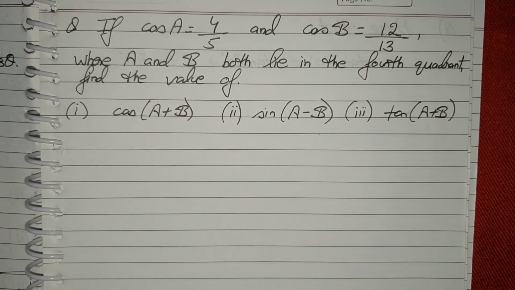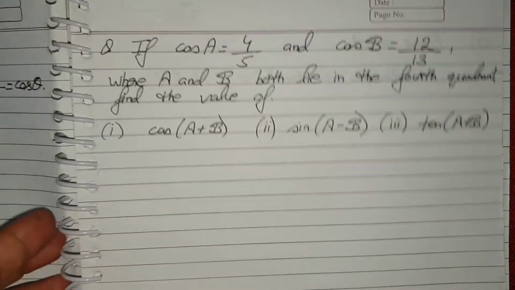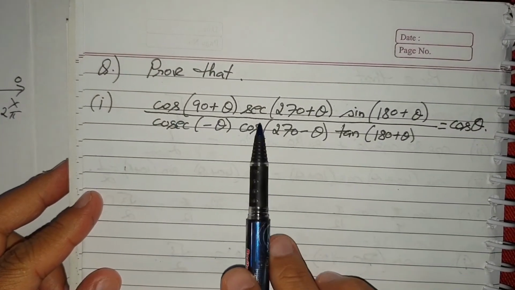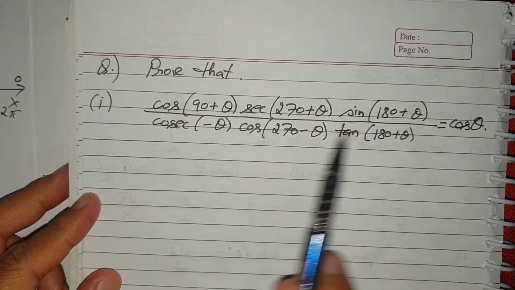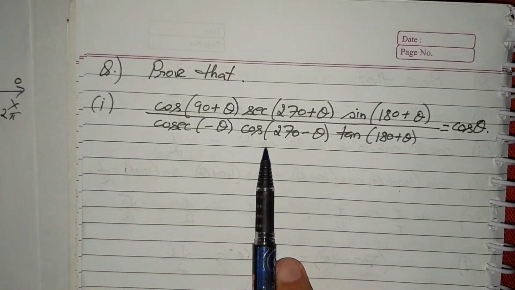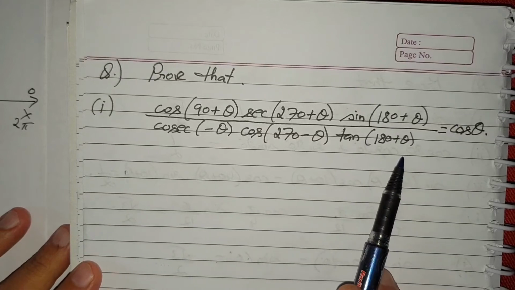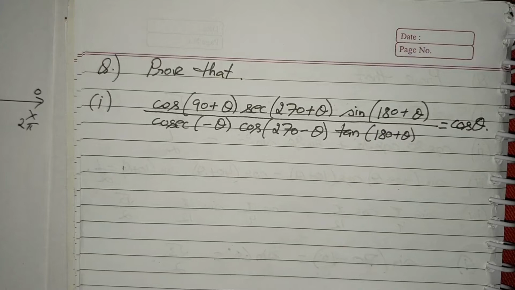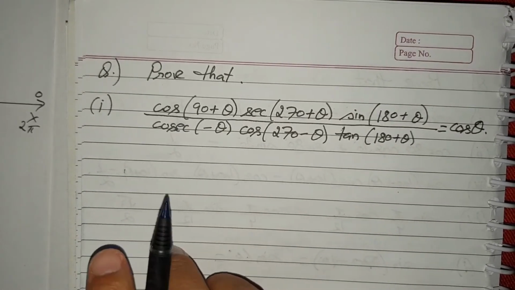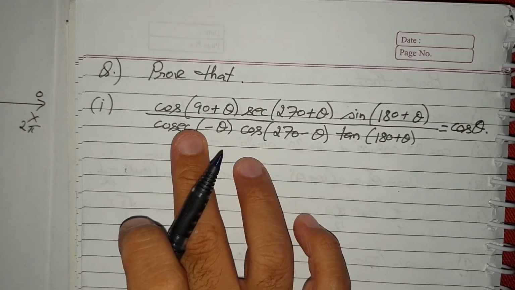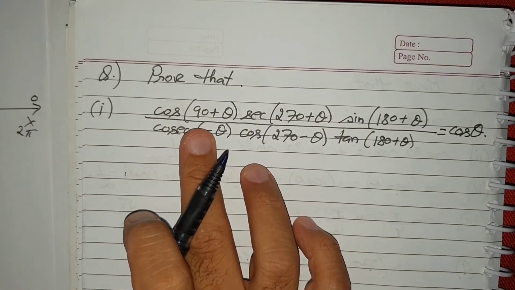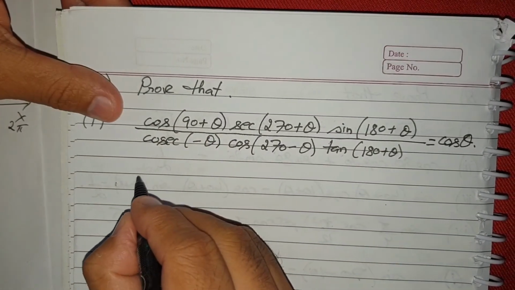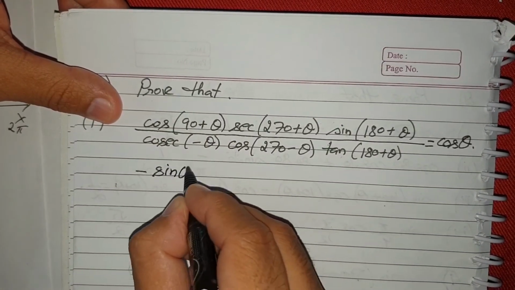Moving on to our next example. Now see, what they have given is cos 90 plus theta, sec 270 plus theta, sine 180 plus theta, upon cosec of minus theta, cos 270 minus theta, tan 180 plus theta, that is equal to cos theta. So directly what we can write: what is cos 90 plus theta? This is 90, so the cos will change to sine. Now in which quadrant is it? 90 plus theta will be in the second quadrant. The cos is negative. So this will be minus sine theta.